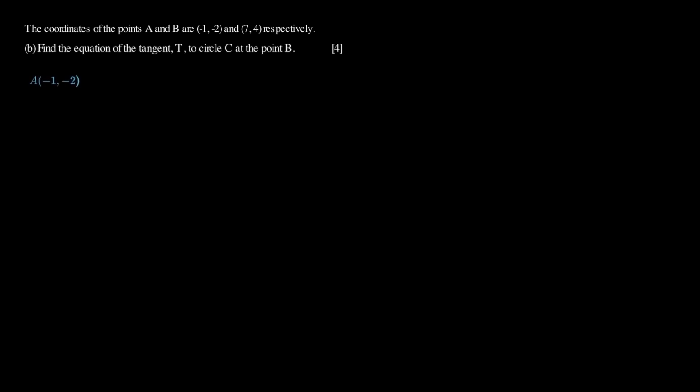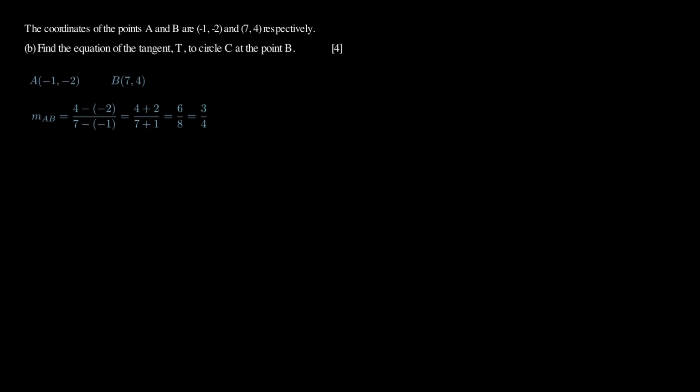I'm using the points A and B in order to find the gradient of the radius. We can also use CB or CA. Those are 2 different options too. So m of AB is going to equal 4 minus negative 2 over 7 minus negative 1, which is equal to 4 plus 2 over 7 plus 1. That equals 6 over 8, and we get 3 over 4 as the gradient of the radius.